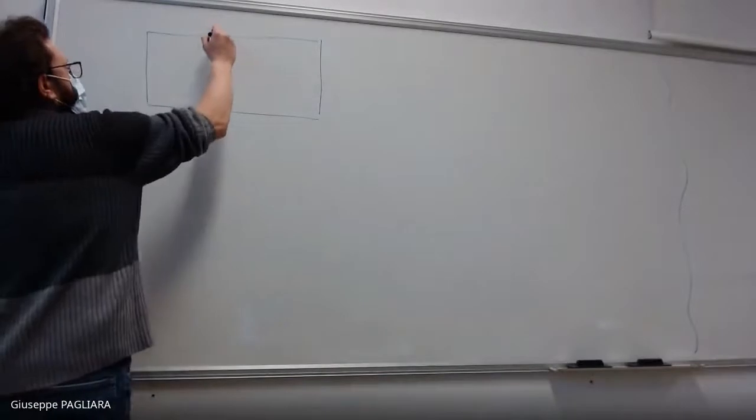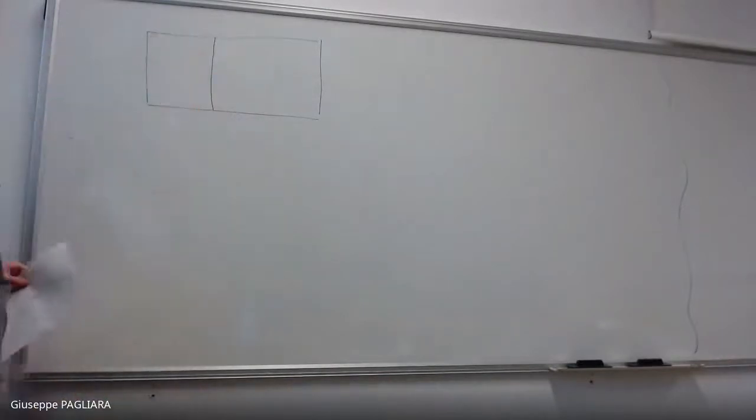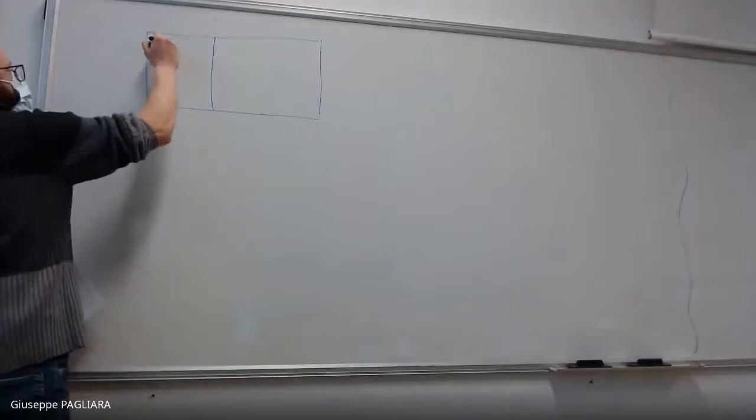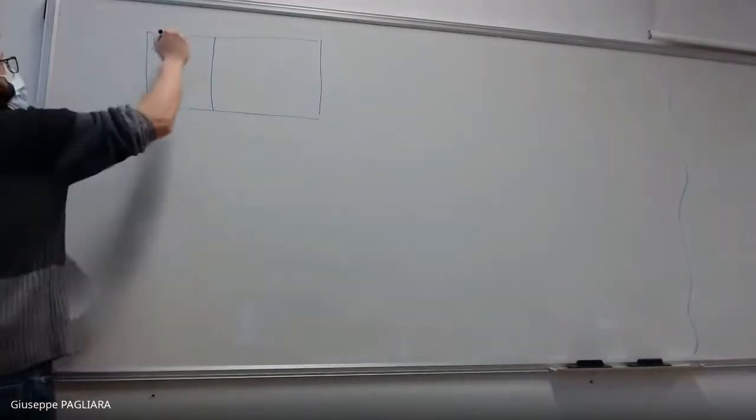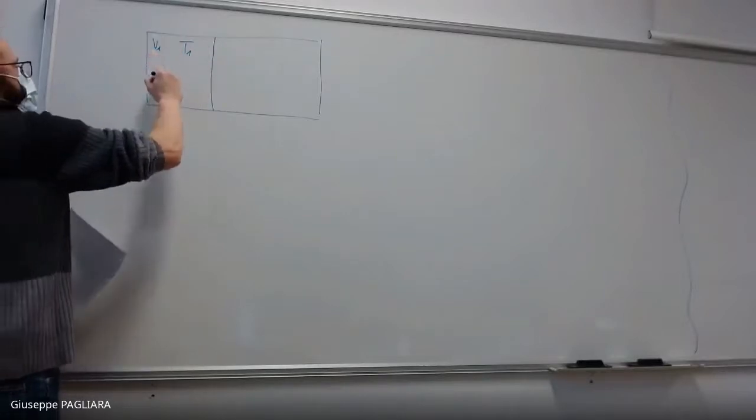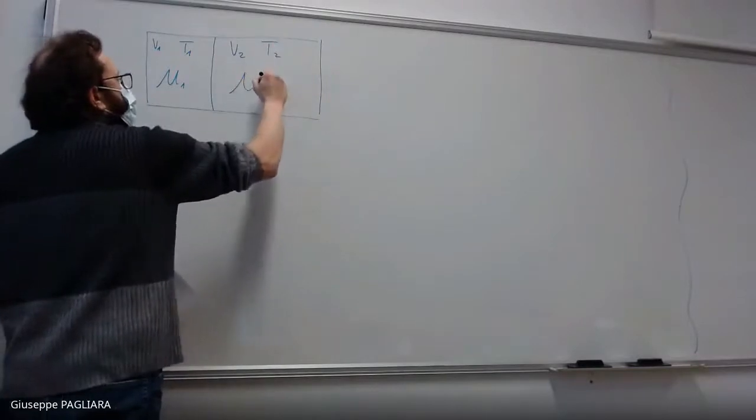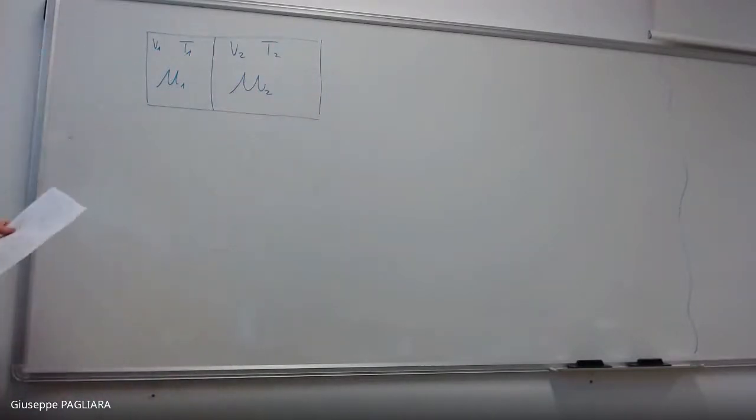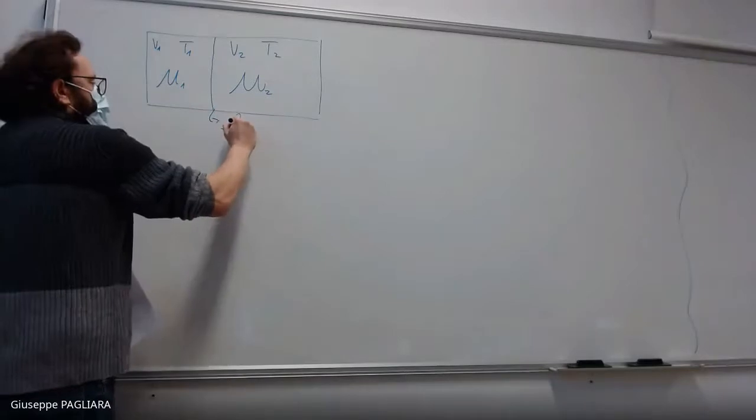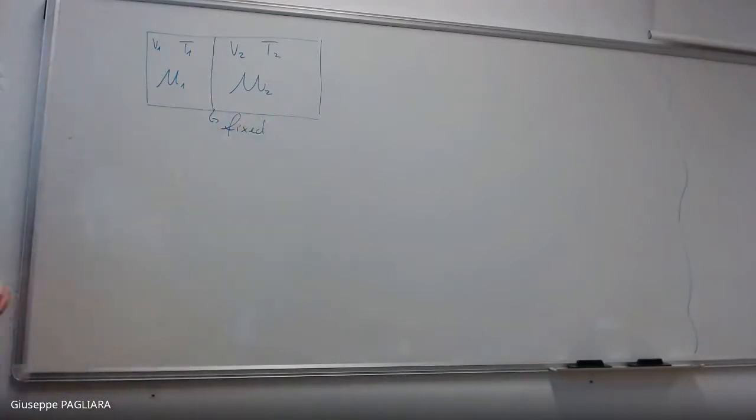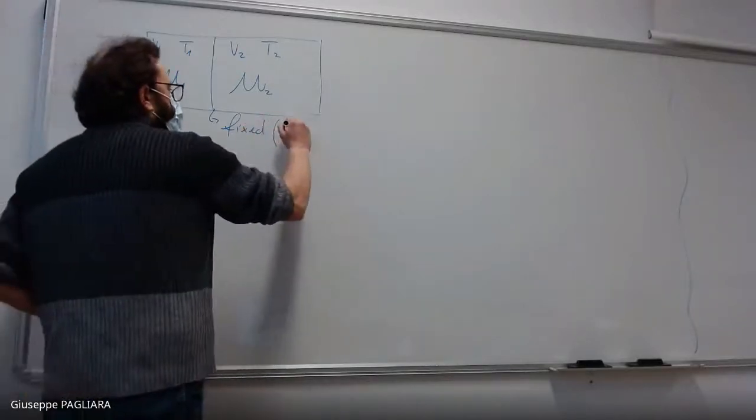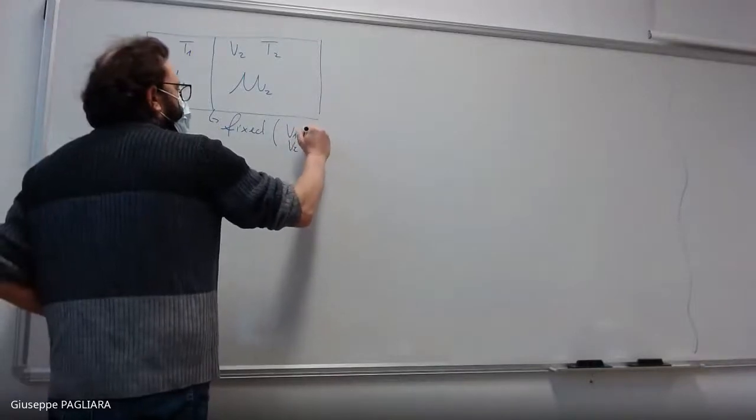So suppose that I have a box here. Let me separate this box into two pieces, one with volume V1, temperature T1, and U1 as internal energy, and the other with V2, T2, and U2. Suppose that this separation is fixed. That means that the volumes are the same during the transformation, so let's say that V1 and V2 are constant.